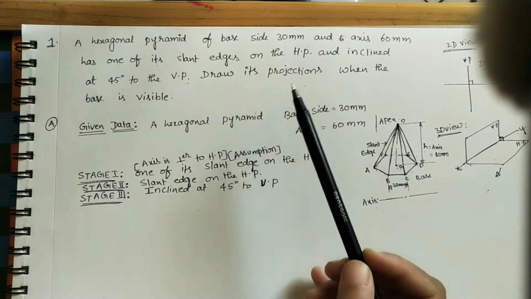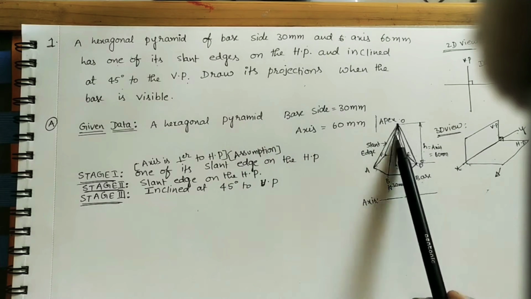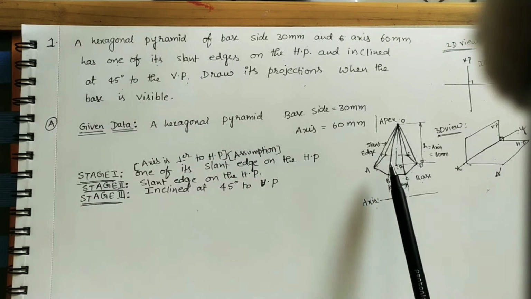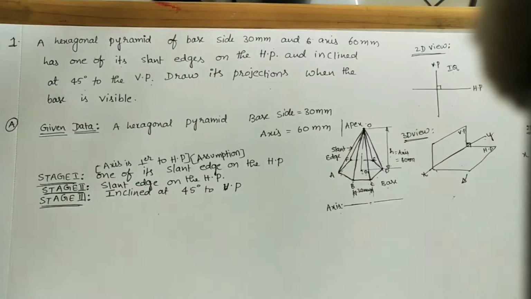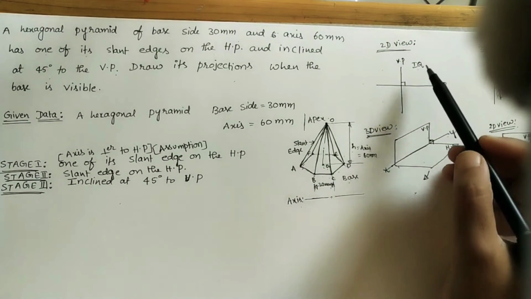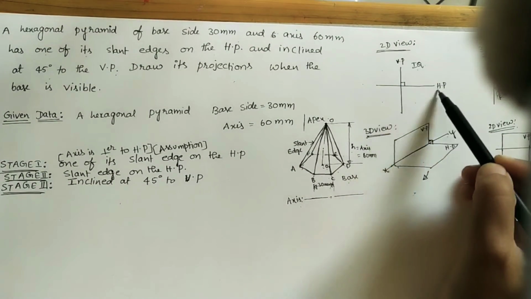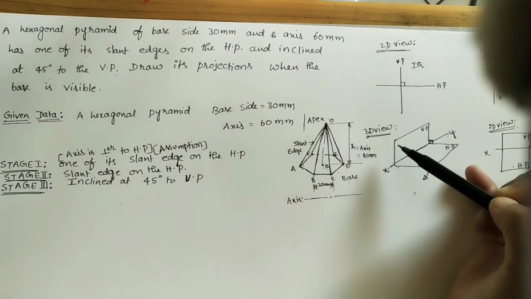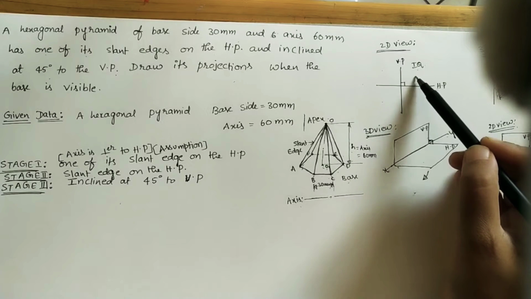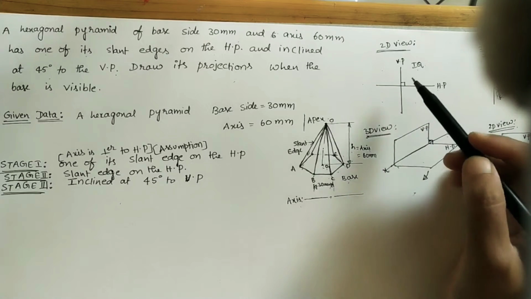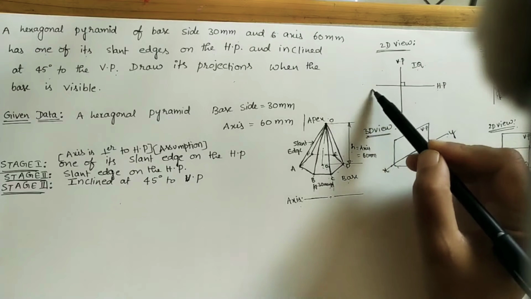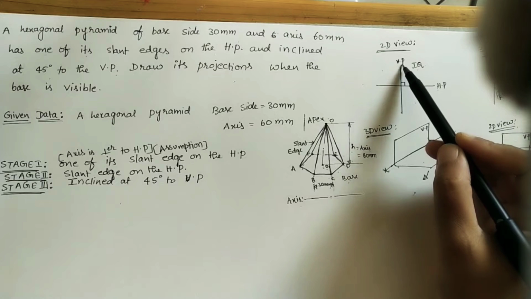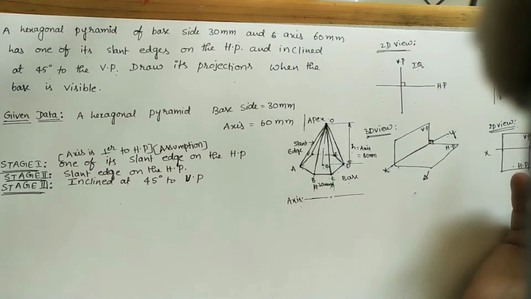What are the projections? Projections means the front view of the given pyramid and the top view of the given pyramid. For keeping this pyramid, we are taking the first quadrant. As we know, first quadrant means this area between the vertical plane and horizontal plane. And this is second, third, fourth. According to our syllabus, we have to keep the solid in the first quadrant. The angle between the horizontal plane and vertical plane is 90 degrees. In short form, we write vertical plane as VP, horizontal plane as HP.